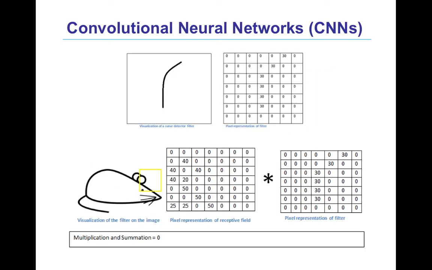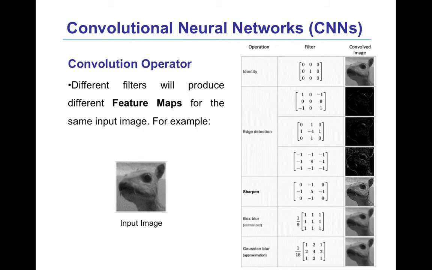Using the same filter, if you go through another area, it may not recognize. If you go through this area, you can see that the numbers here multiplied by the filter will have 0, so will not fire up that area. Didn't recognize that shape in that part of the image. So like that, we're going to use several filters. Each one of these filters will create one layer of the feature map.